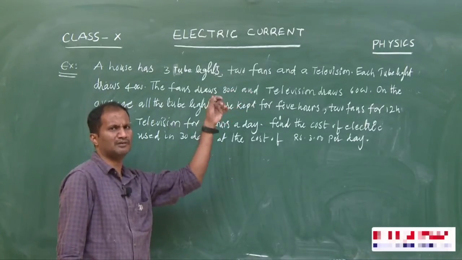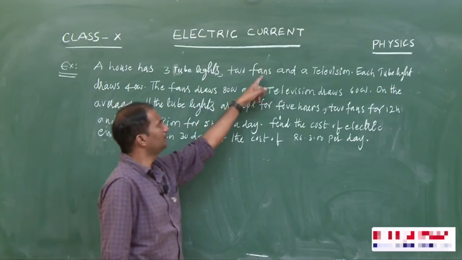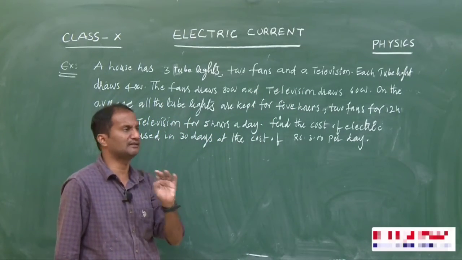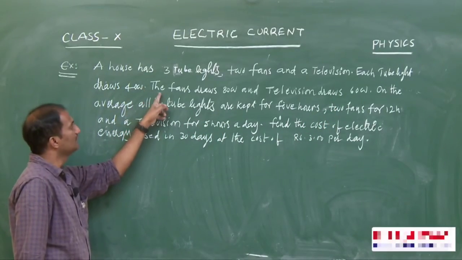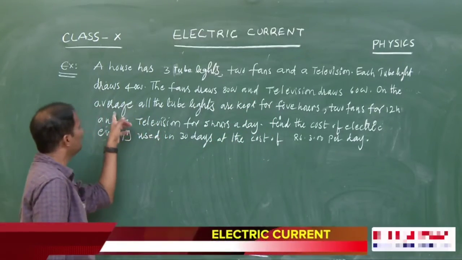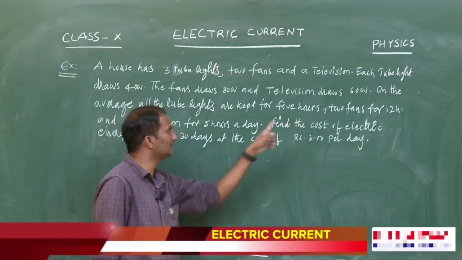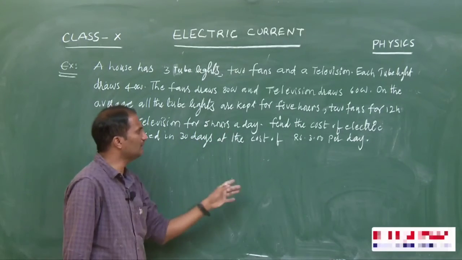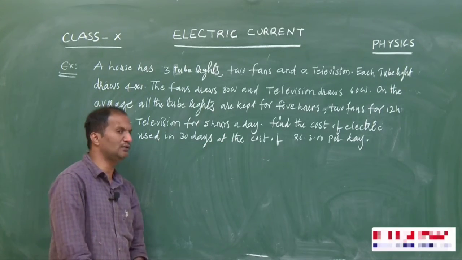Let us have one more problem. A house has 3 tube lights, 2 fans and a television. Means 3 different types of appliances. Each tube light draws 40 watts, each fan draws 80 watts and the television draws 60 watts. On the average, all the tube lights are kept on for 5 hours, 2 fans for 12 hours and a television for 5 hours a day. Find the cost of electric energy used in 30 days at the cost of 3 rupees per unit.